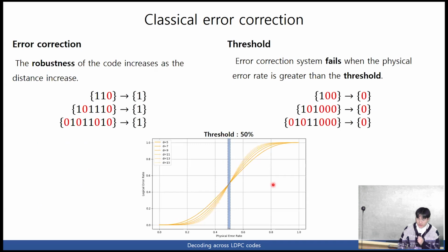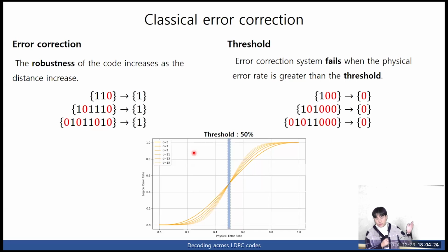The error correction code gets robustness that increases as the size of the code increases, where you can see on the left. But if the physical error rate is very high, the error correction system fails. The example on the bottom is the logical error rate plot of a classical repetition code, where you can see the threshold is about 50%, which is quite reasonable because it is 1 and 0, and the decoder is majority vote.